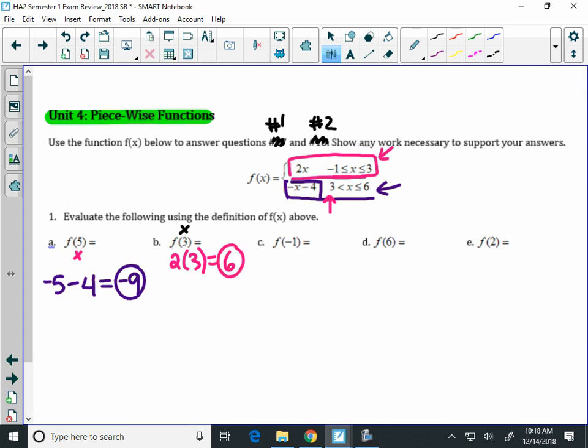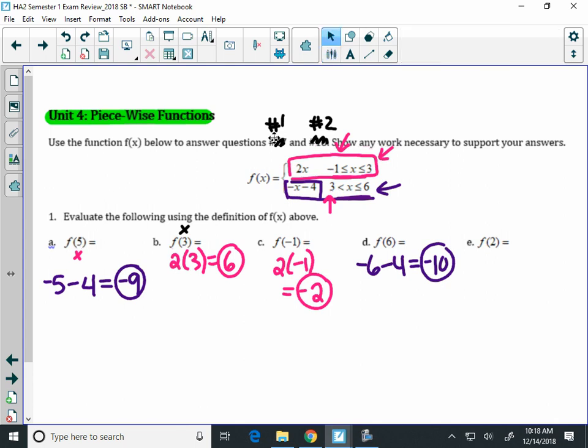For C, f of -1. The -1 is in the domain again for the top equation. -1 is in that inequality. So you'd have 2 times -1, which is -2. All right, D asks you for f of 6. 6 is in the bottom domain here, right? It's from 3 to 6. So I'll have -6 minus 4, which equals -10.